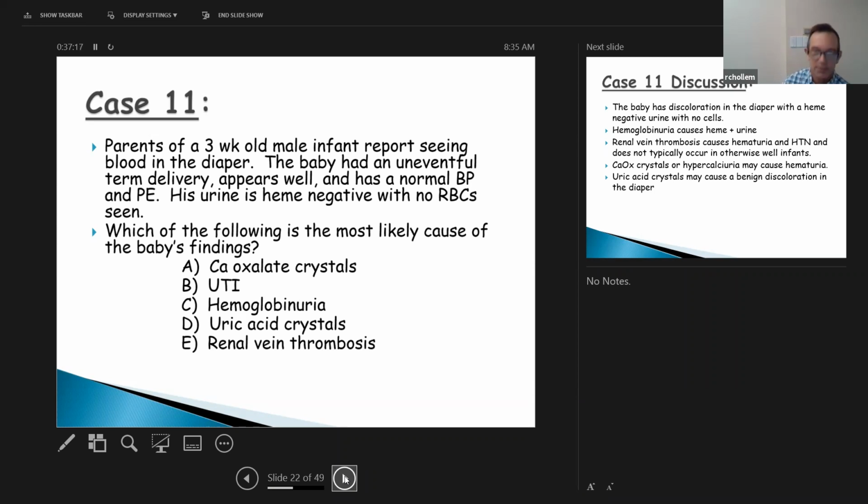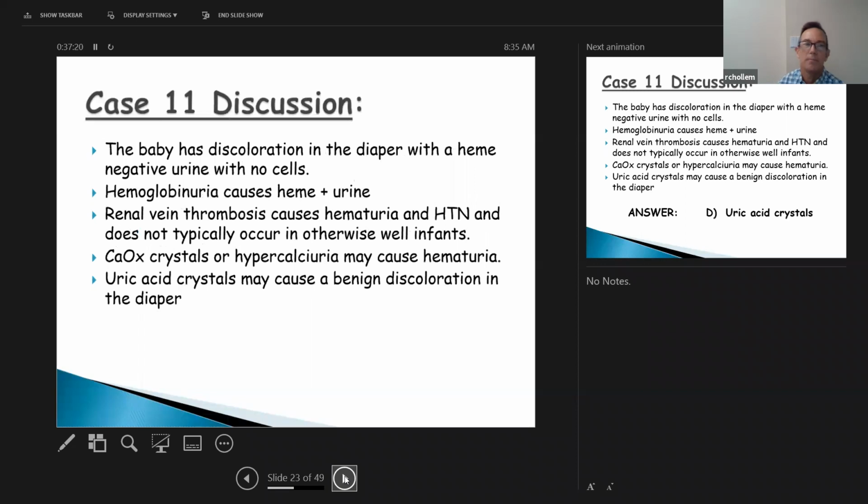Yeah, you know this, right? Kind of freaks parents out. So the baby has discoloration in the diaper with heme negative urine and no cells. So hemoglobinuria, for example, or myoglobinuria would be heme positive urine. So this was a completely negative urine.